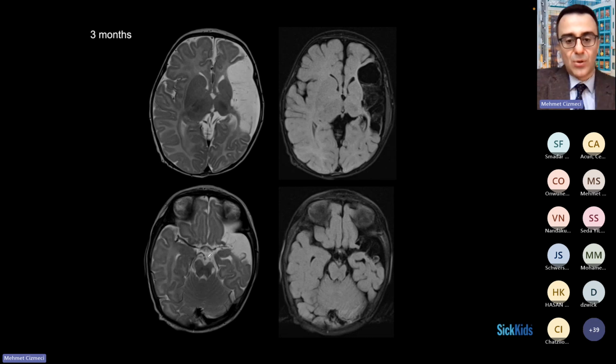And this asymmetry was also true for the cerebral peduncles. If you compare the cerebral peduncle volumes, it seemed to be atrophic on the left side.